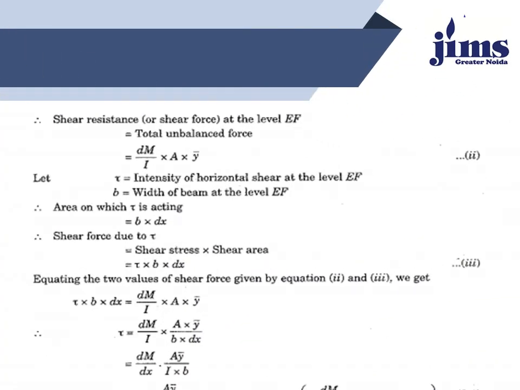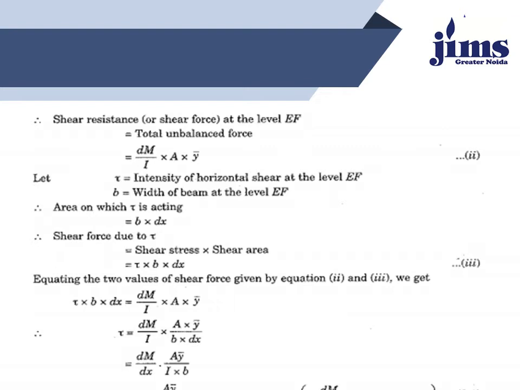So therefore, the shear stress at any level EF, that is the total unbalanced force, should be equal to M multiplied by A y bar divided by I. Let us assume tau is equal to the intensity of the horizontal shear at the level EF, and B is equal to the width of the beam at the level EF. The area on which tau is acting is B dx, and the shear force due to tau is equal to the shear stress multiplied by the shear area.